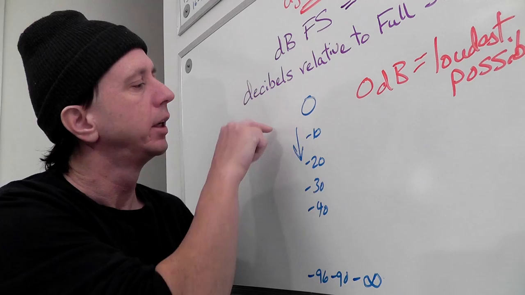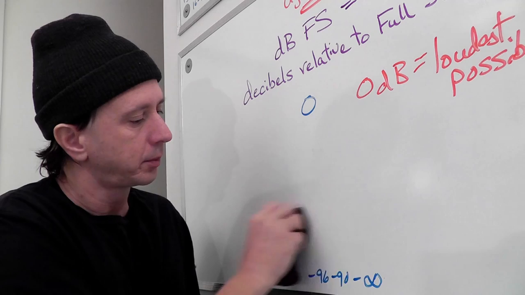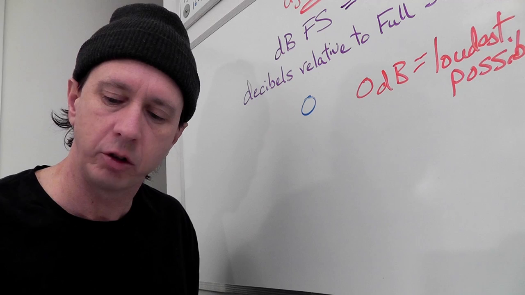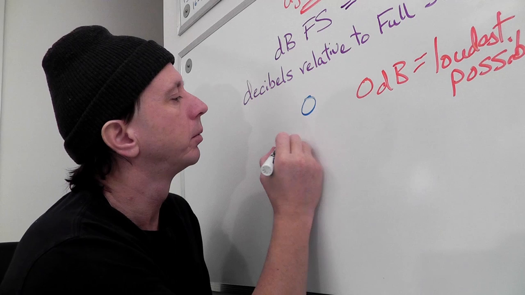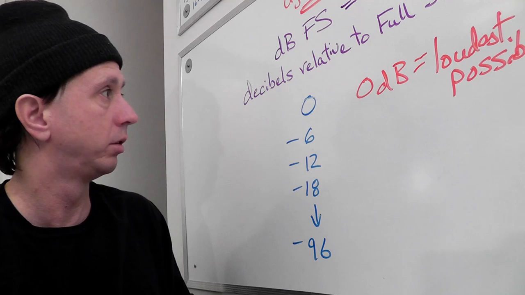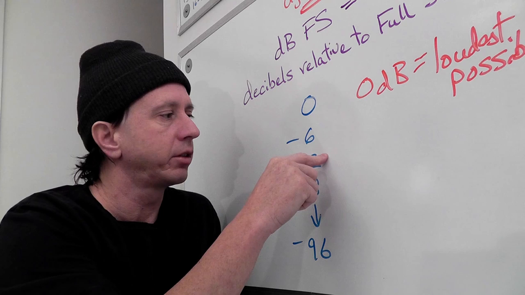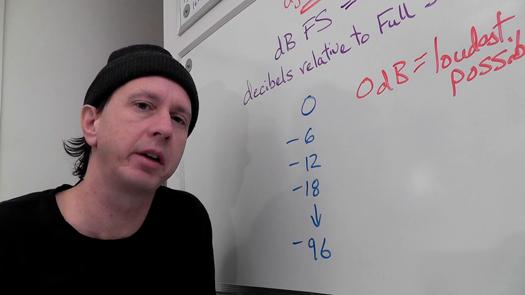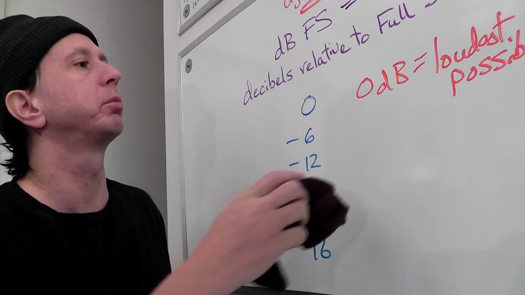So when I talked about a few minutes ago how if you wanted to cut the voltage in half, you had to go -6, well, -6, -12, -18, and so on. Let's go down to -96, okay? Every time you go down 6 decibels, basically you're halving the amount of signal, cutting the amount of signal in half. Again, talking about digital workspace here, okay?